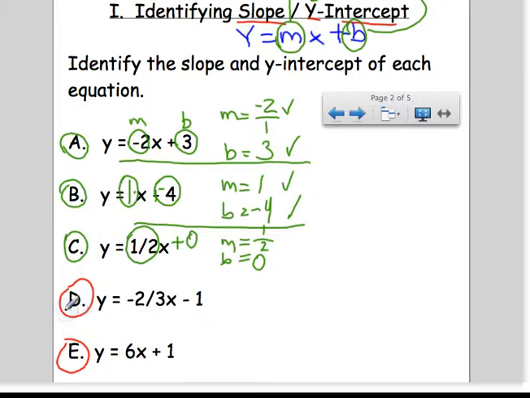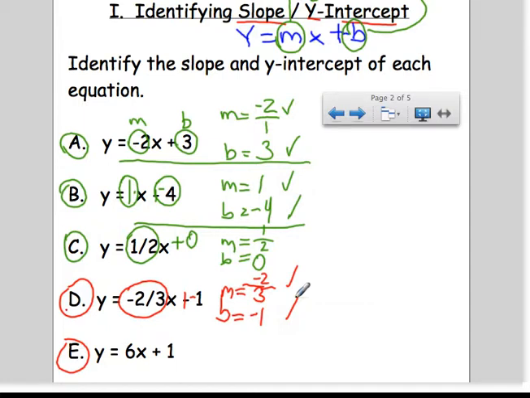Okay, you've tried D and E, so it's time to check. The slope of this first equation is negative 2/3, so m is negative 2 over 3. And the y-intercept, after you kill subtraction, really is negative 1. I hope you got those right.